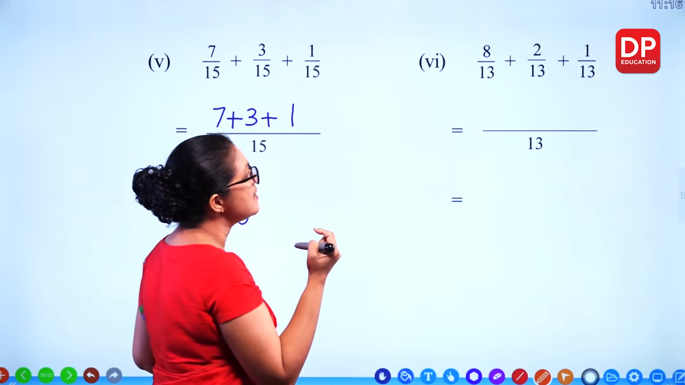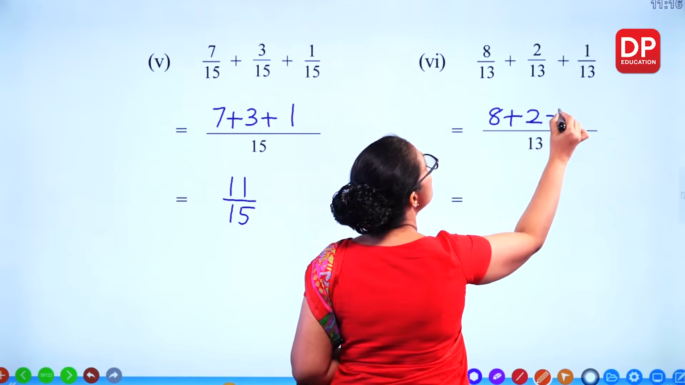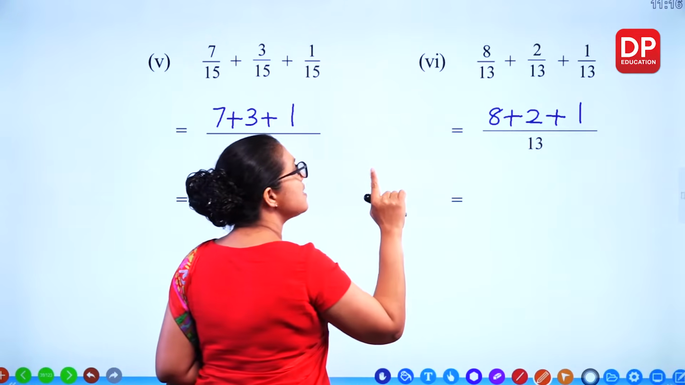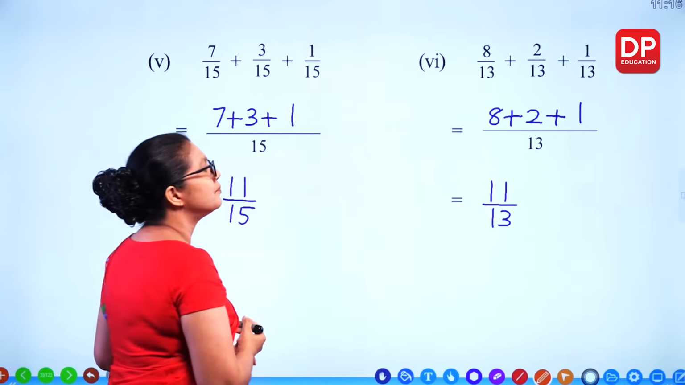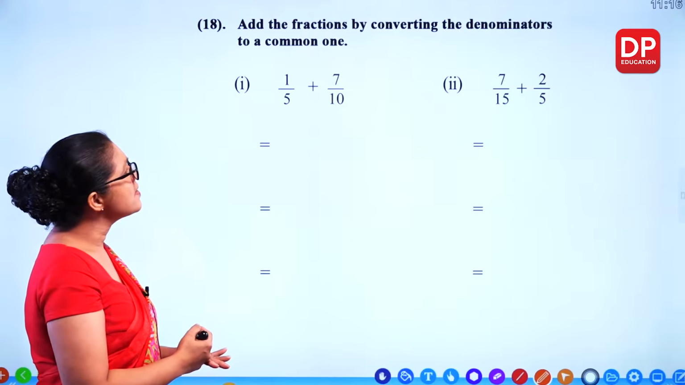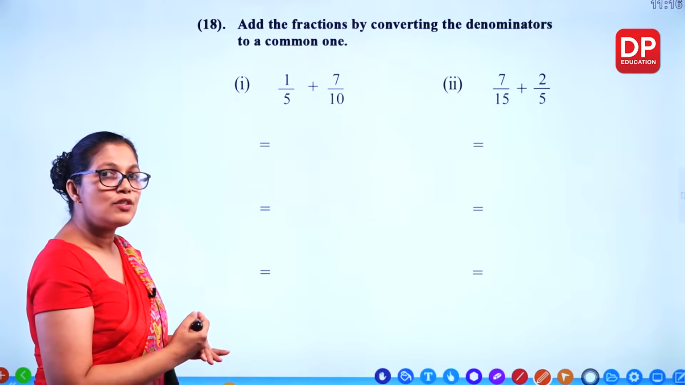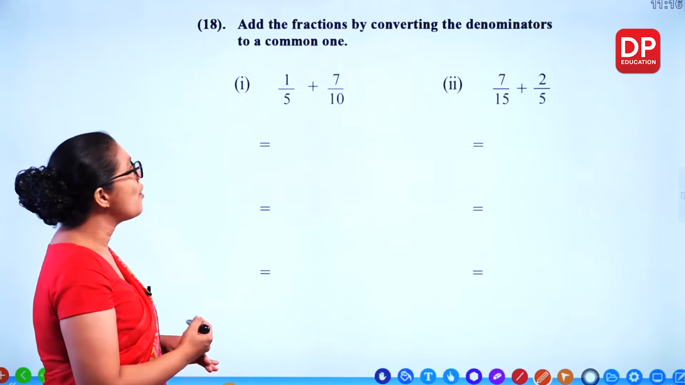This one, 13 is the denominator. You can add the numerators. 8 plus 2 plus 1. 10, 10 plus 1, 11. Add the fractions by converting the denominators to a common one. What's the difference here? Now the denominators are different. So you have to convert to the same denominator.